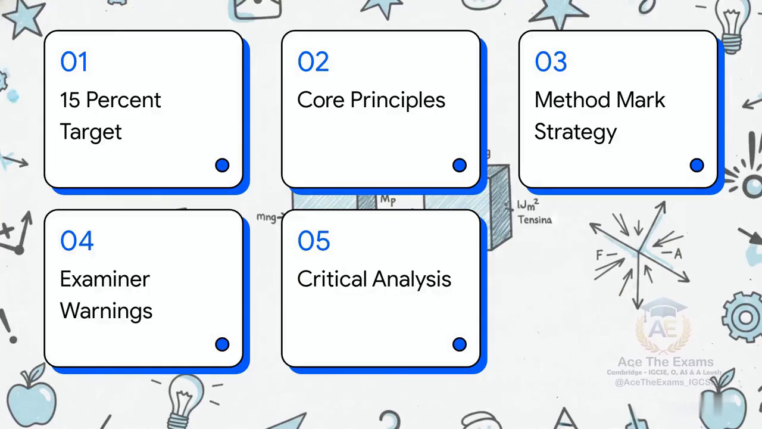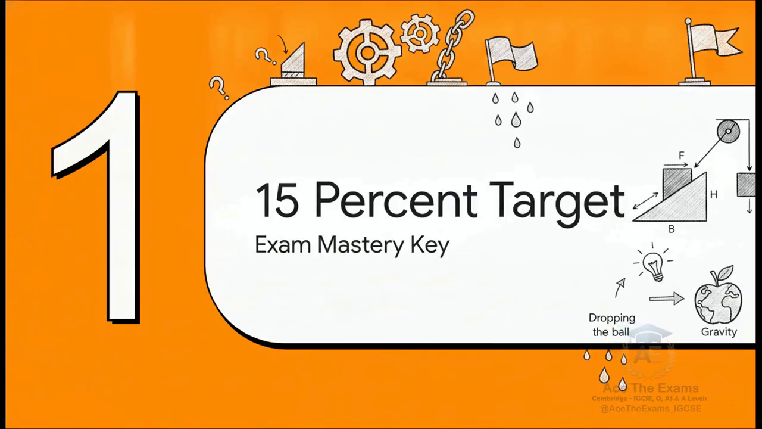Here's our exact roadmap for conquering this topic today. We'll start with the 15% target, move into mastering the core principles, break down the method mark strategy, highlight the top 3 examiner warnings, and finally, tackle critical analysis and evaluation. Moving straight into Section 1, the 15% target. Let's look at where candidates typically drop the ball first.